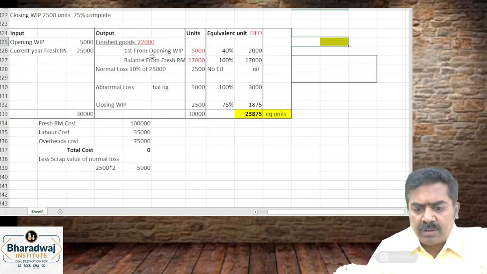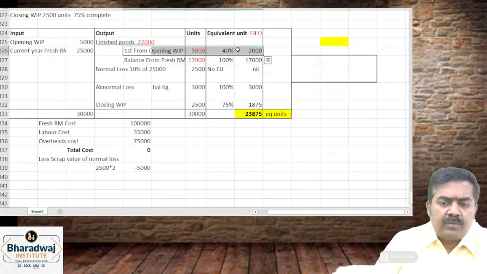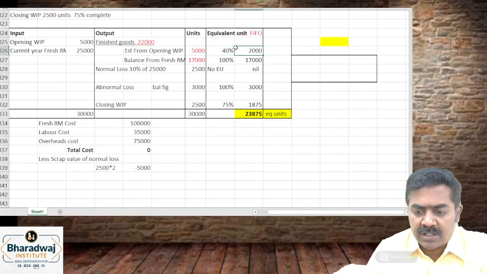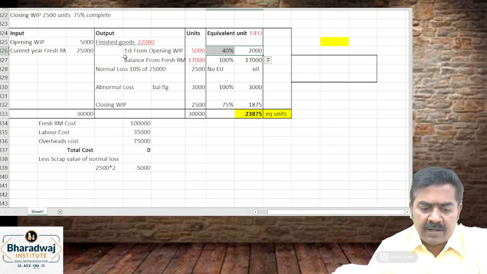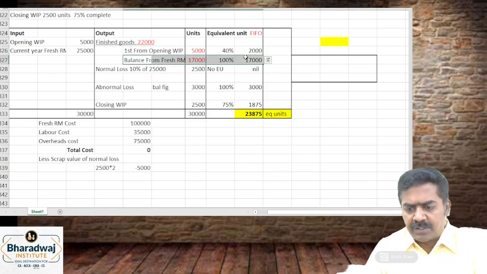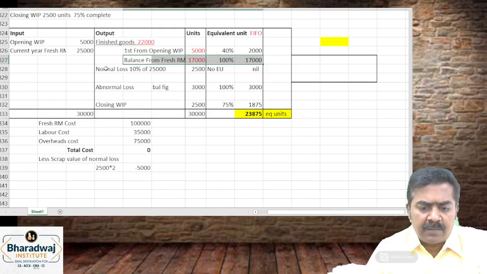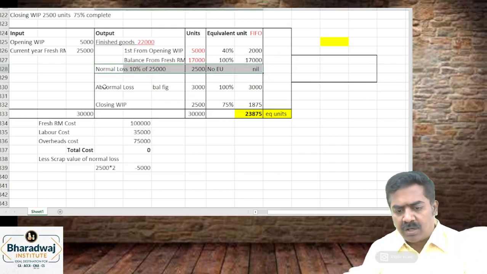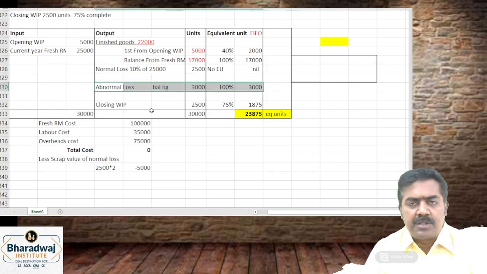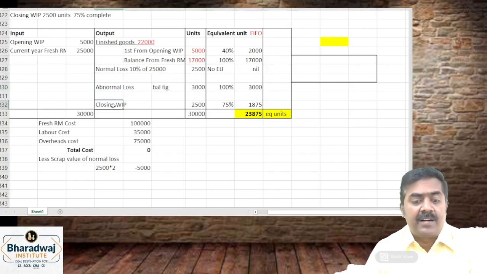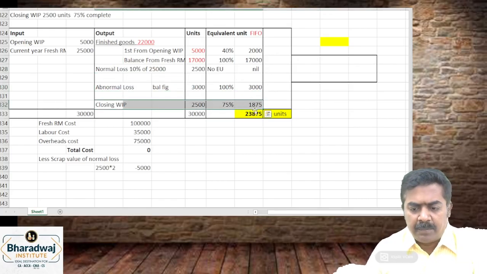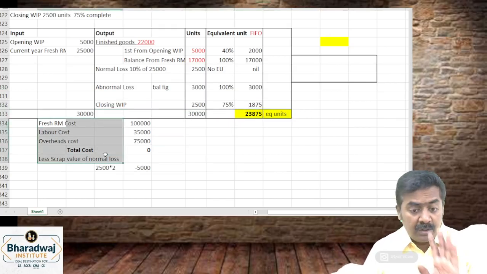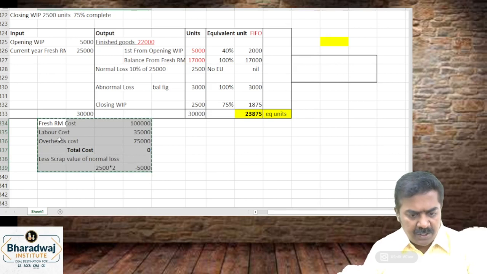Okay, so this 40% is, why 40%? Already 60% of the work is done. Balance 40% we do it in the current year. Fresh raw material we introduced and did the work. Normal loss, no cost allocation. Abnormal loss, damaged goods. We manufactured, we find that it is damaged. Closing WIP, 75% complete, 23,875 equal units. Don't add opening WIP, please wait.